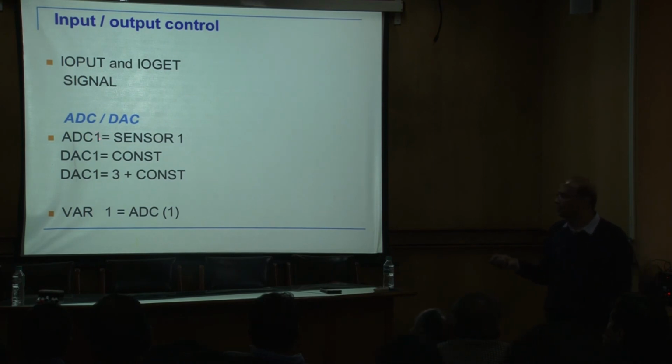ADC1 refers to channel number 1. So ADC1 would be the ADC on channel number 1. So there will be about 6 ADCs, ADC1, 2, 3, 4, 5, 6. So DACs will be another 6, DAC1, 2, 3, 4, 5, 6. Okay.